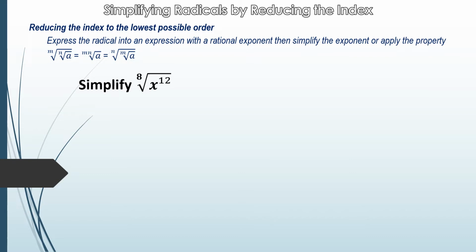Let's have an example. Simplify the 8th root of x raised to the 12th power. So first, we will express this radical expression in exponential form. In exponential form, this is x raised to 12 over 8. Remember that the exponent becomes the numerator and the index becomes the denominator.